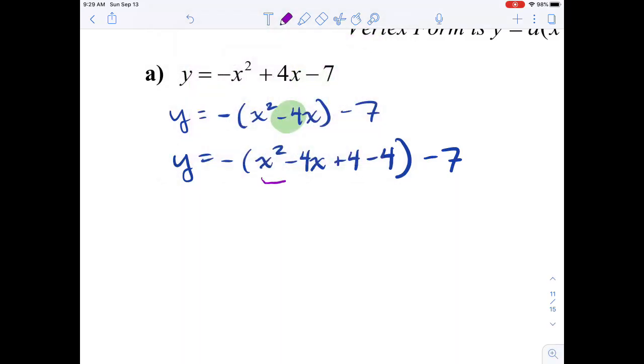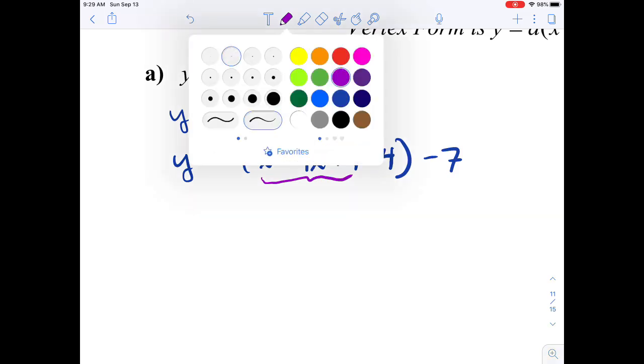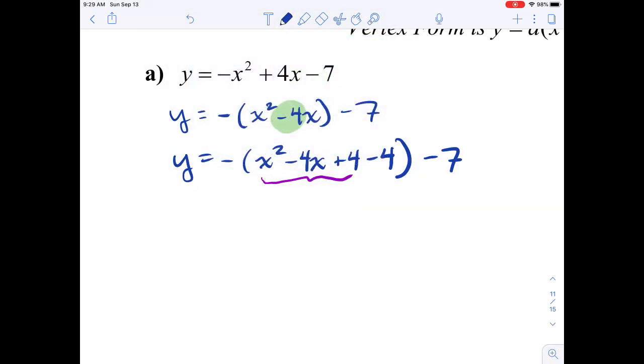But now, these first three terms form not just any old trinomial, but a perfect square trinomial. In other words, they factor into one single binomial that's squared. So if we write this a bit differently, y equals negative, and then those first three can become (x minus 2) squared when we factor, if we just factor the first three terms.